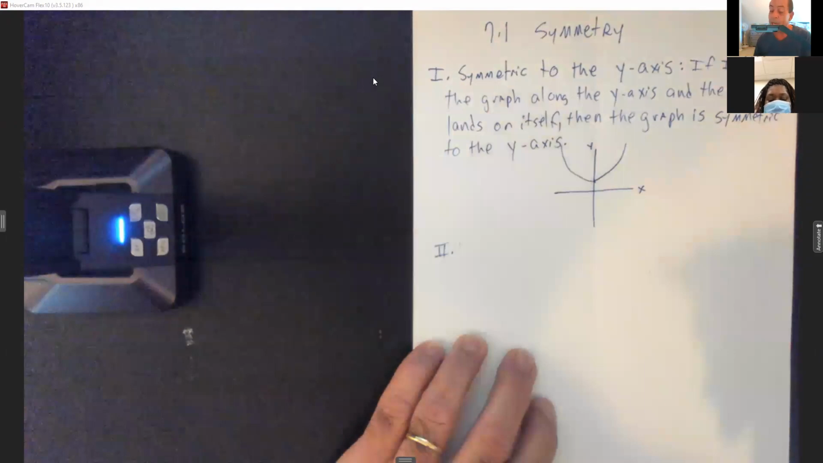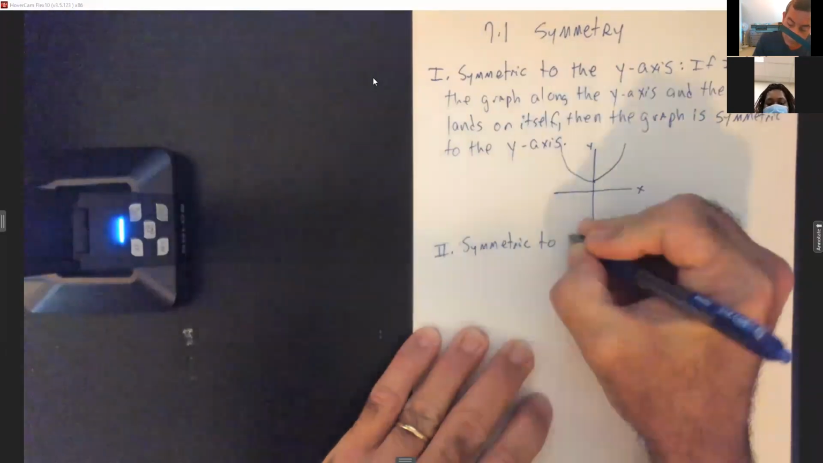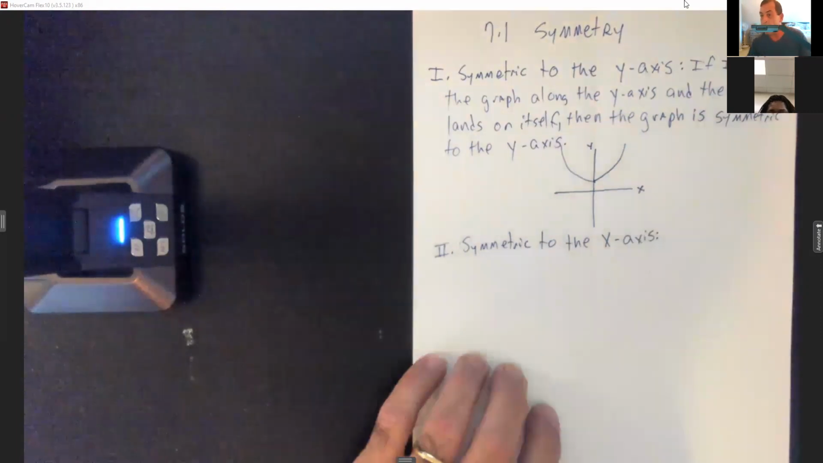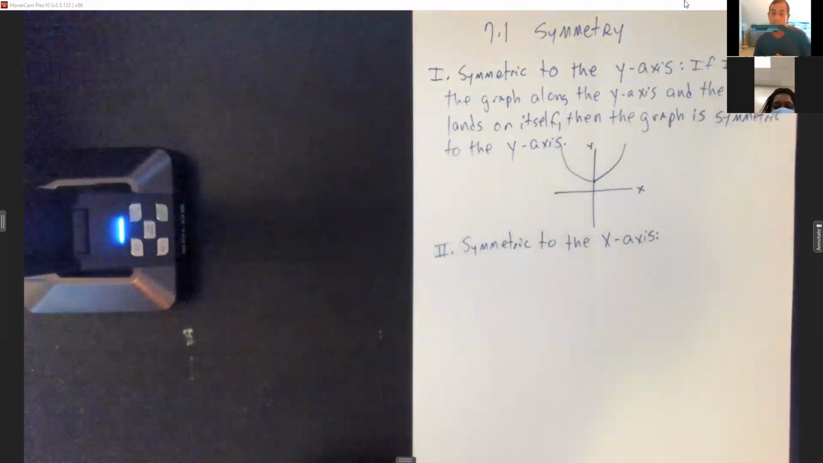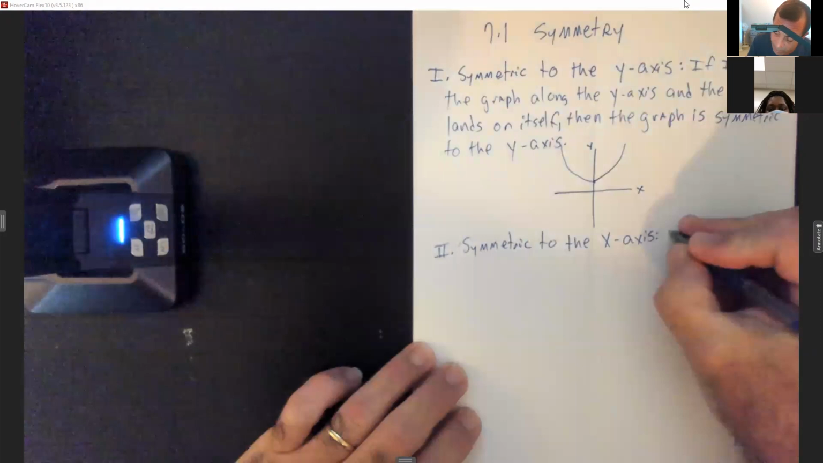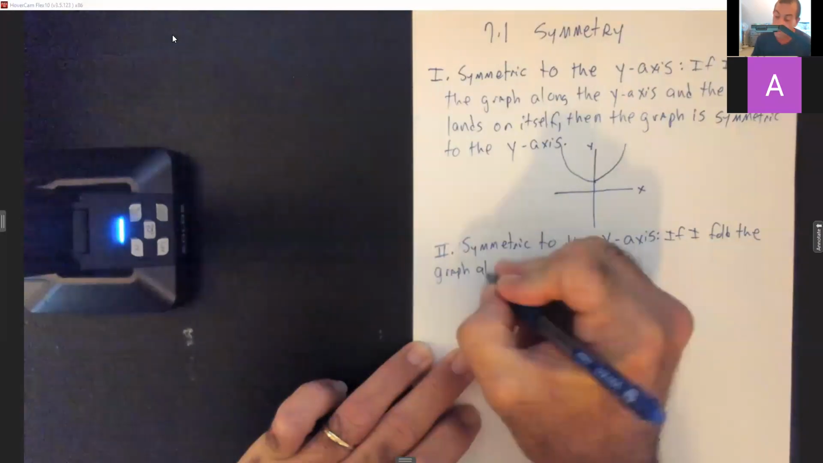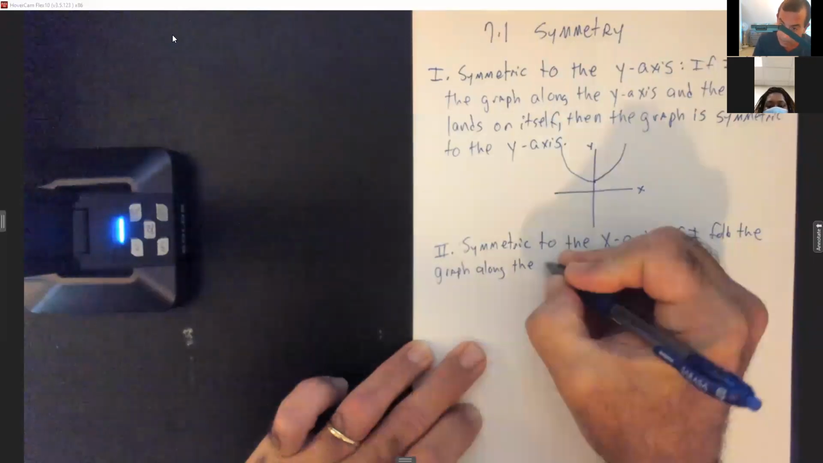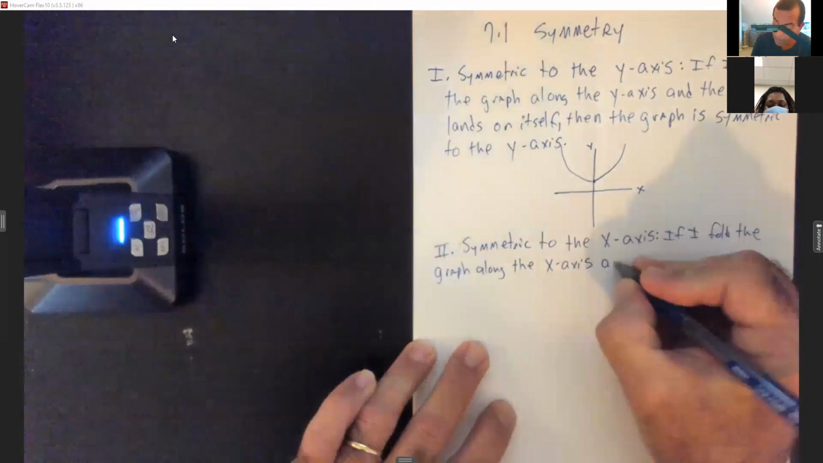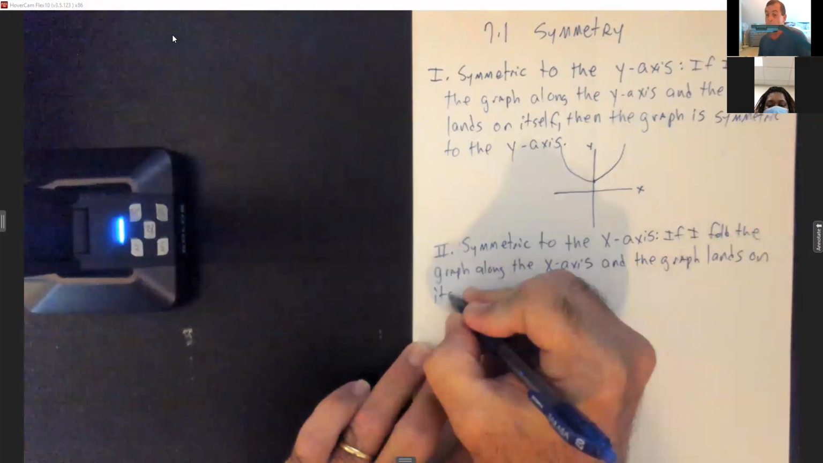So the second one would be symmetric to the x-axis. And y'all, that's the same thing as the y. On this one, what I would do is I would fold the graph across the x-axis and see if it lands on itself. So if I fold the graph along the x-axis, and the graph lands on itself, then the graph is symmetric to the x.